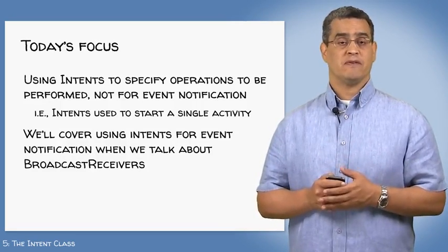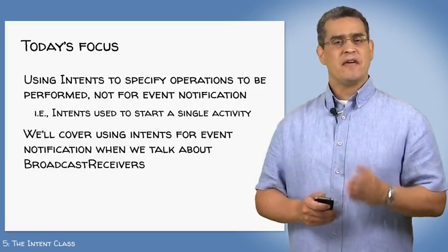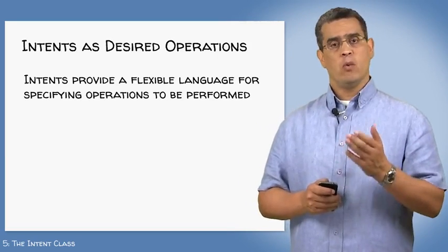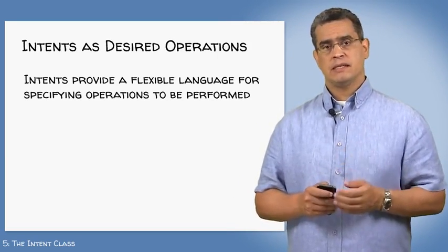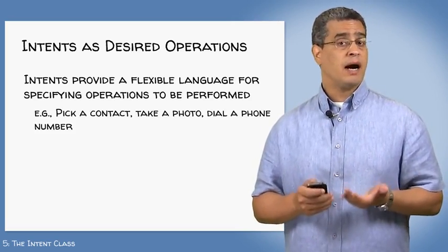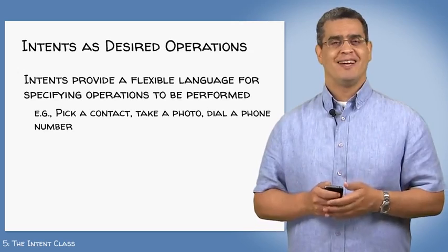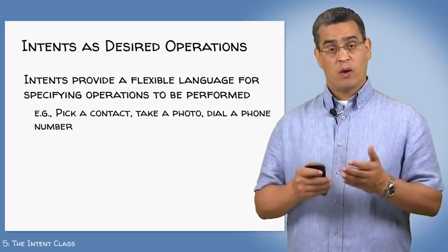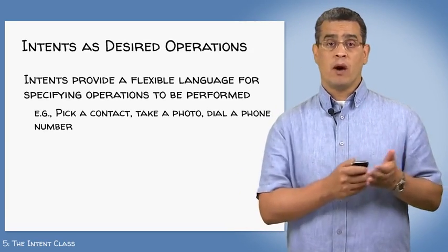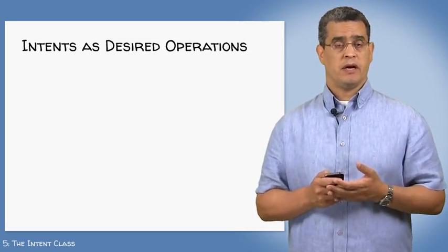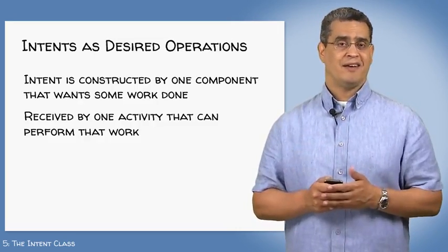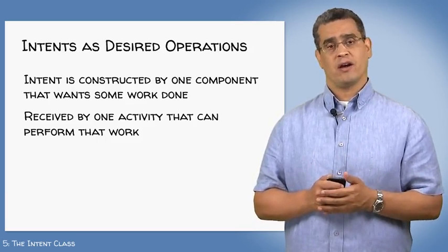about broadcast receivers. Now, you can think of intents as providing a kind of language for specifying operations that you want to have performed. In essence, intents give you an easy way to say things like, I want to select a contact, I want to take a photo, I want to dial a phone number, or I want to display a map. And so in practice, intents are usually constructed by one activity that wants some work to be done, and then Android uses that intent to start another activity that can perform the desired work.